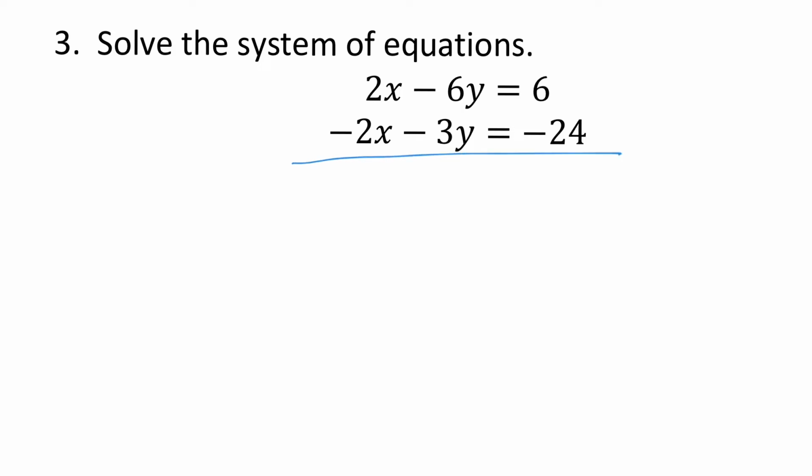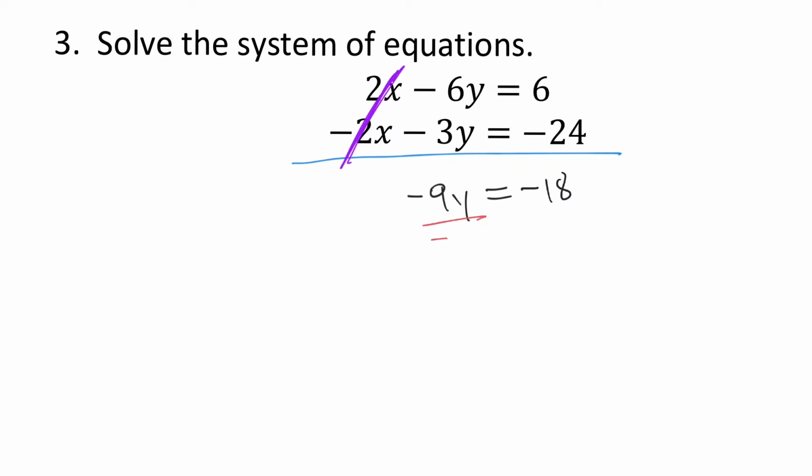I'm going to put a line under the system, and we're going to add the two equations vertically, meaning from top to bottom. So you will cancel the x's. Those are gone. For the y's, you are going to combine. They are like terms. Be careful with the signs. They have the same sign. So you are going to add the numbers and keep the sign. So negative 9y equals, and on the other side, 6 minus 24. That's going to be negative 18.